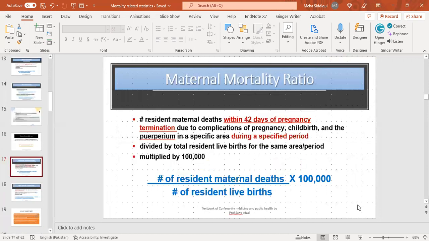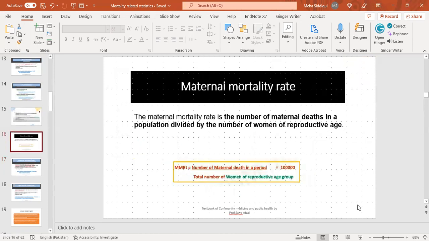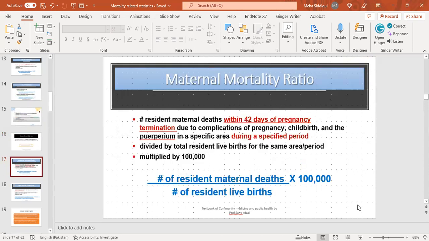Now, what is maternal mortality ratio? It is the number of resident maternal deaths within 42 days of pregnancy termination due to complication of pregnancy, childbirth, and the puerperium in a specific area during a specified period, divided by total resident live births for the same area and period, multiplied by 100,000. Remember that in maternal mortality ratio, the denominator is resident live births, while in maternal mortality rate, the denominator is the total number of women of reproductive age group.